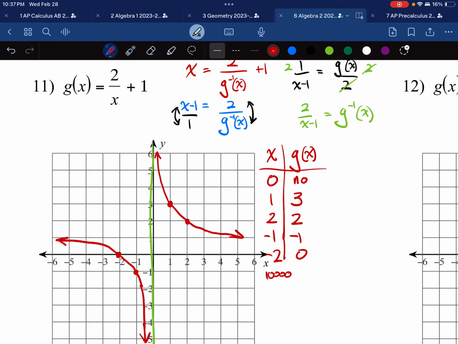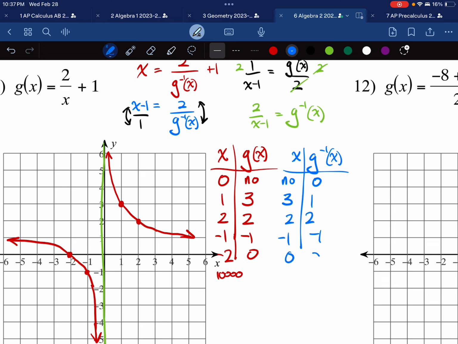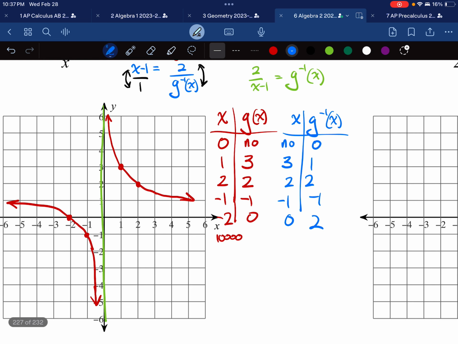So there's the original graph. And again, now I just need to switch that, right? I need to say, okay, if I have x and g inverse of x, I switch those two around. So there's nothing at 0. And then I have (3, 1), (2, 2), (-1, -1), and (0, -2). Interesting. And this, by the way, back here is essentially 1. So I can say that 1 essentially goes to some ridiculously big number.